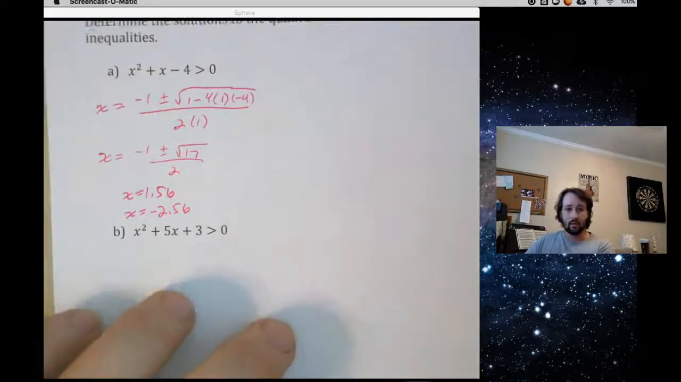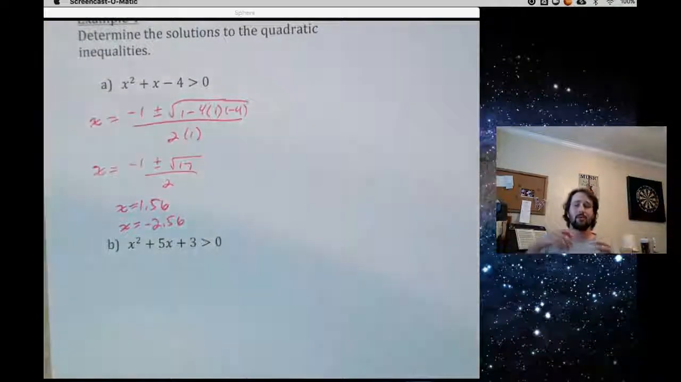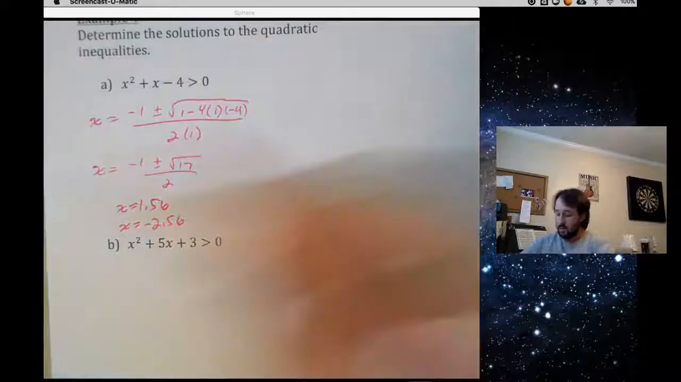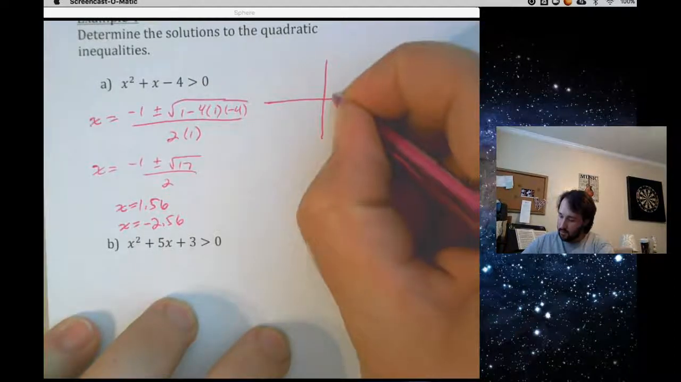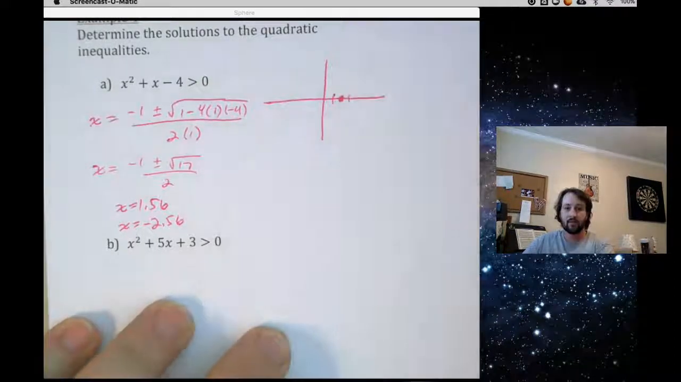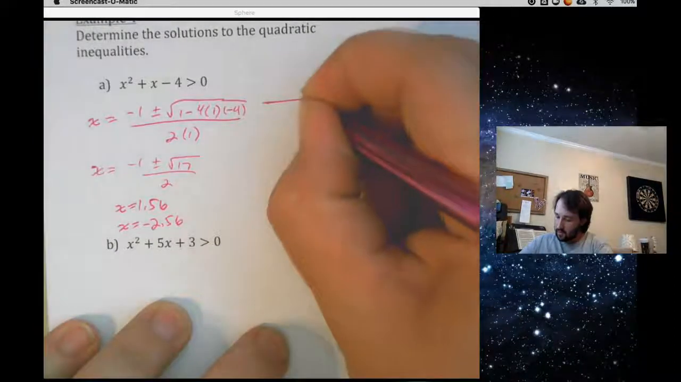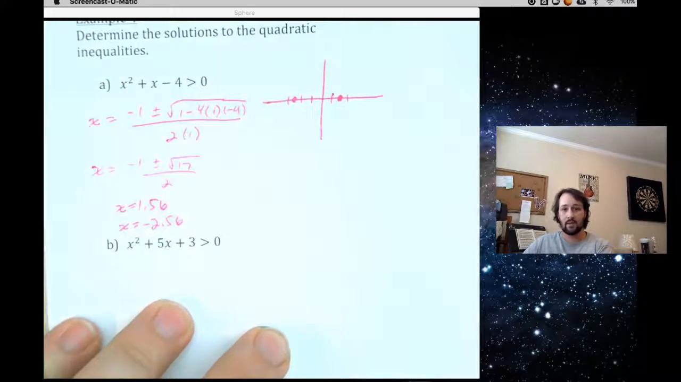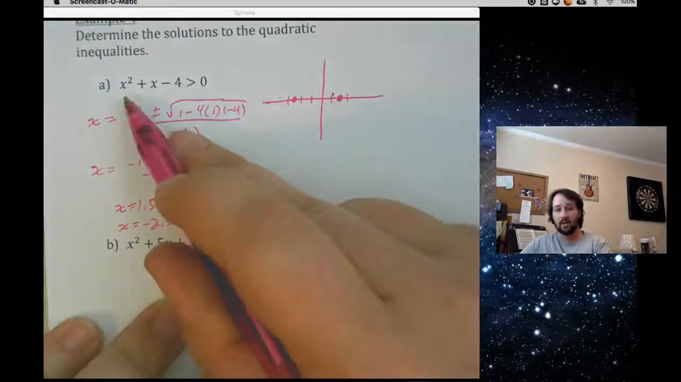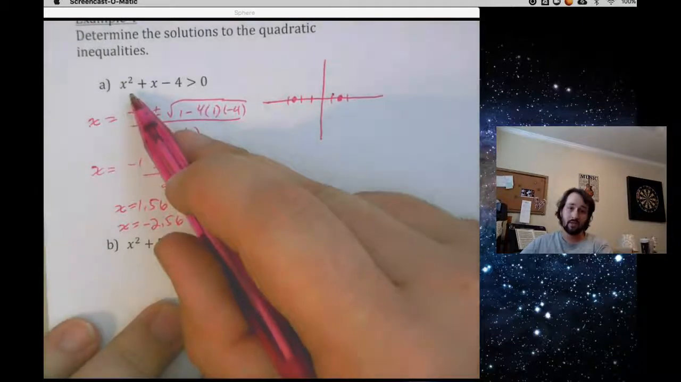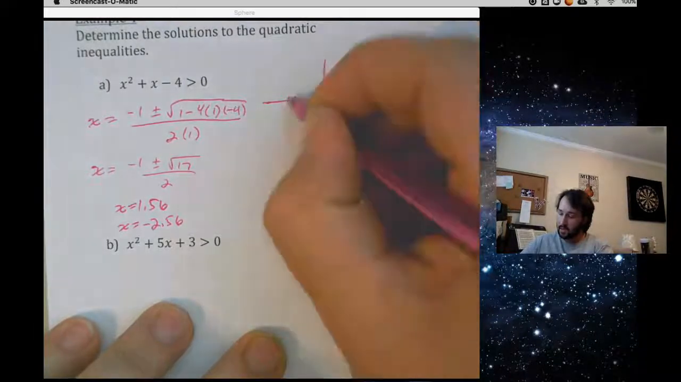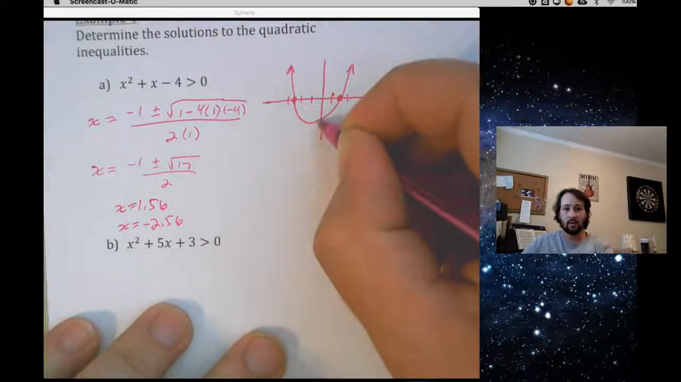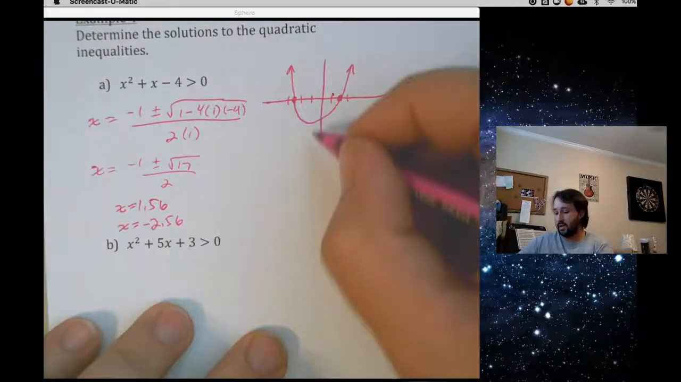So now when I determine the solutions, there can be lots of things because it just wants to know where my graph, my quadratic, is going above 0. So if I think about the graph, I have 1.56 as one of my x-intercepts, I also have negative 2.56 as another x-intercept. The other thing that I look at is whether or not my x squared is positive. Just like we were doing in the last video, if this x squared is positive, that means it's going to open up. And if it opens up, the vertex should be right in the middle of our x-intercepts right there. But it is close.